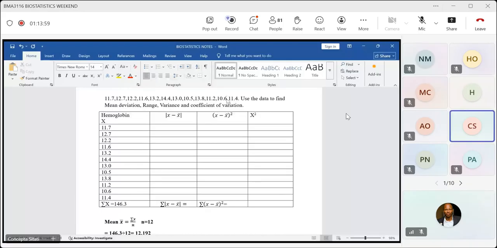What is the range, Nyongesa? Oh, it has already been said. Let us work out the mean deviations, the deviations from the mean.